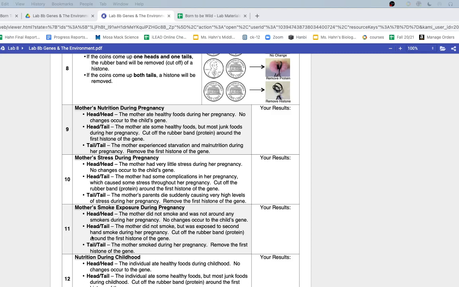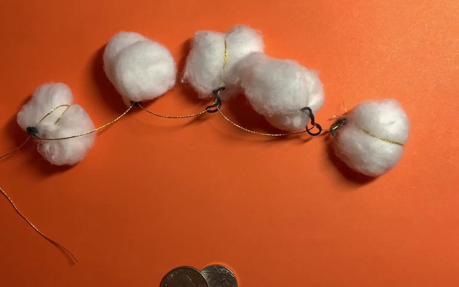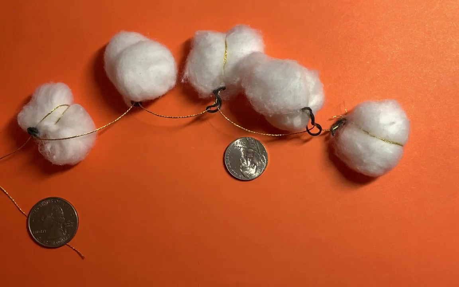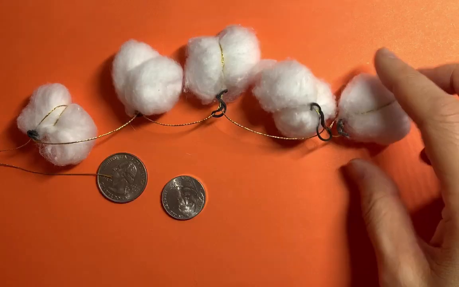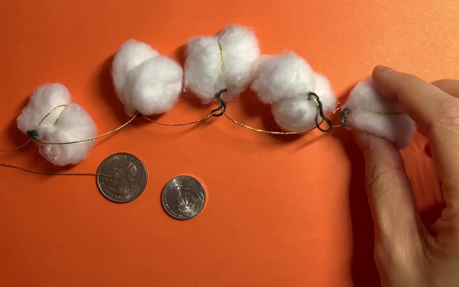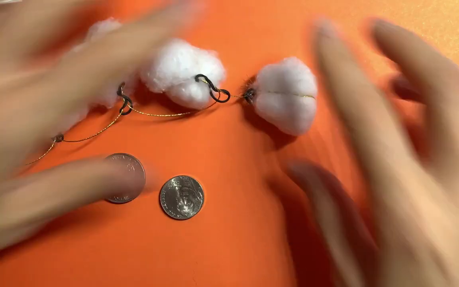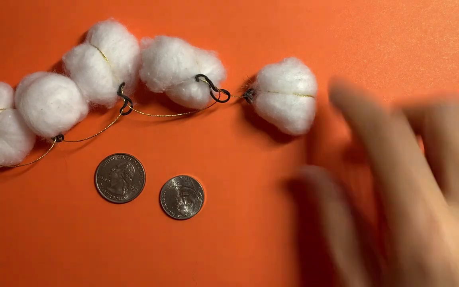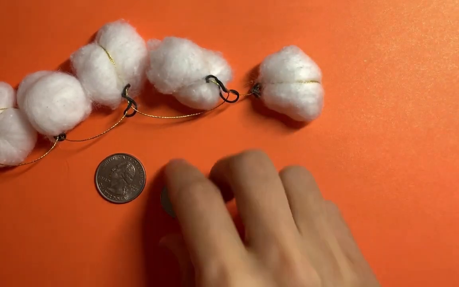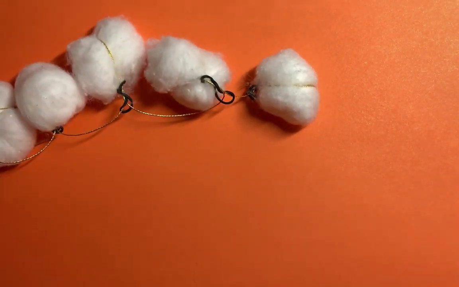Okay, so we're going to go ahead and flip first for the mother's nutrition during pregnancy. So let's go ahead and flip for that. Okay, two heads, which means I'm not going to make any changes. She ate healthy foods, yay. So that's going to be okay for mom, okay for baby. All right, so I was just going to do one example, but since she came out both heads, let's try again for the second.